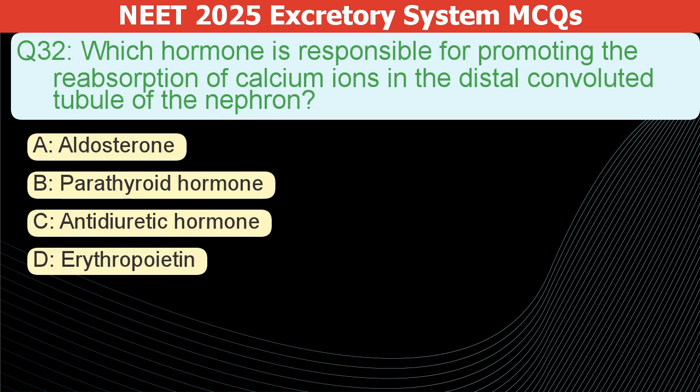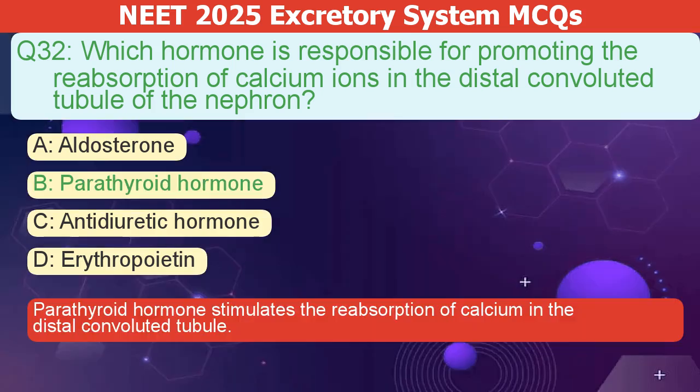Which hormone promotes calcium ion reabsorption in the distal convoluted tubule of the nephron? A. Aldosterone. B. Parathyroid hormone. C. Antidiuretic hormone. D. Erythropoietin. The correct answer is B. Parathyroid hormone stimulates the reabsorption of calcium in the distal convoluted tubule.